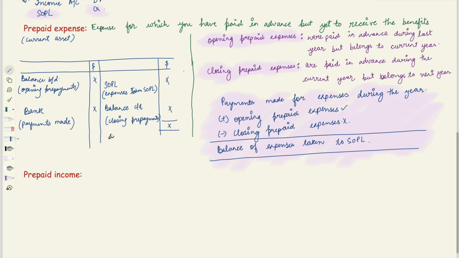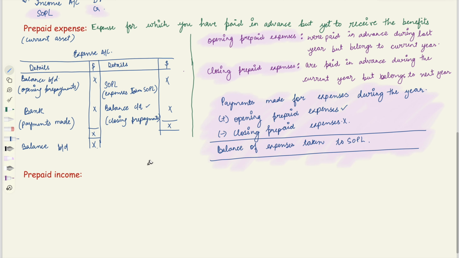Then we take a total of it, and then we bring down the closing balance to the opening of next year. This is how we prepare a ledger account in case of prepaid expenses. Once we are done with all four parts of it, I'm going to show you a combination of both for expenses and income, accrued and prepayments. All right. So this is about prepaid expenses.